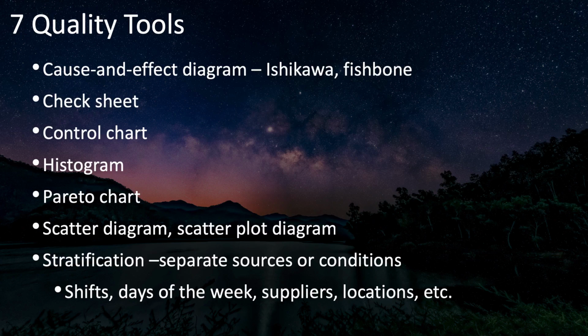These 7 basic quality tools are the Ishikawa diagram, also known as the fishbone diagram, or as the PMBOK guide calls it, a cause and effect diagram. Check sheets, control charts, histograms, Pareto charts, scatter diagrams, and stratification.